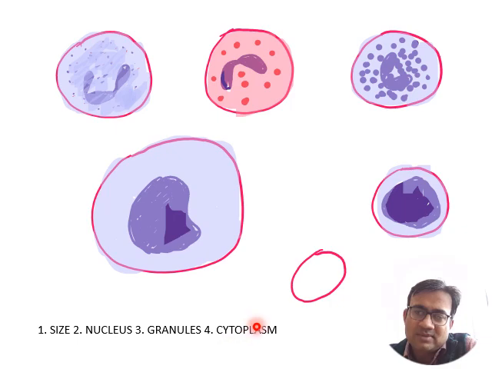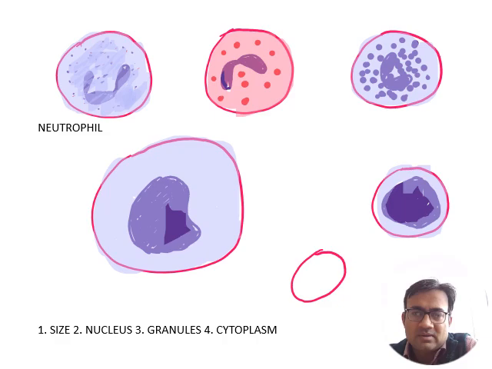Now the last portion is the cytoplasm. In the cytoplasm, because of eosinophilic granules, this cell will look pinkish or eosinophilic. So while drawing the cytoplasm, you have to draw it like this. In all other cells you can draw faint bluish cytoplasm. So this is the way by which you can remember the various cells.